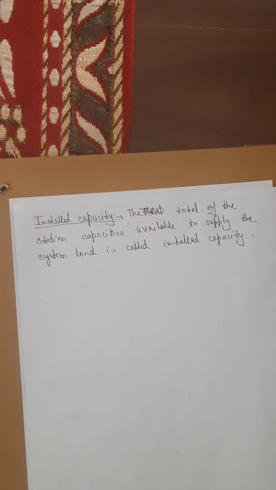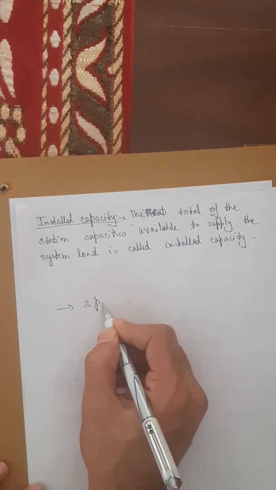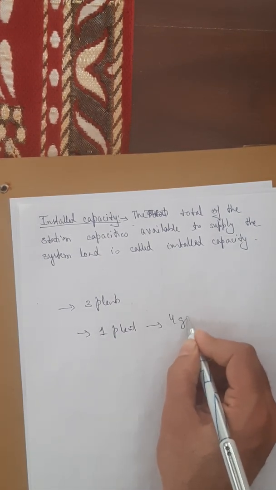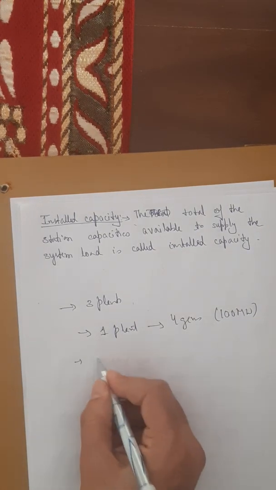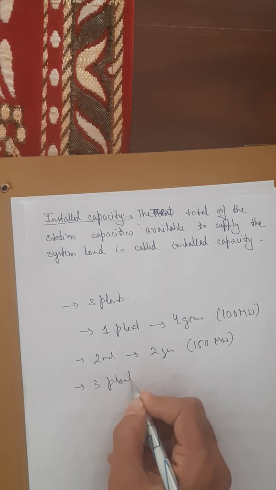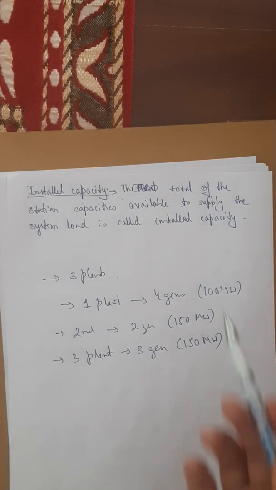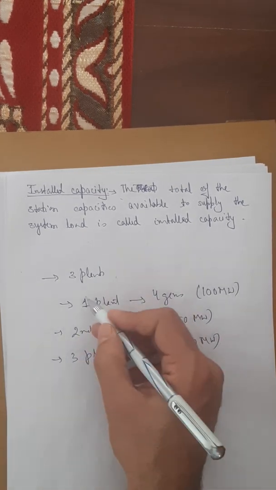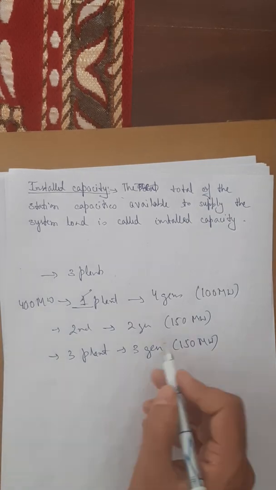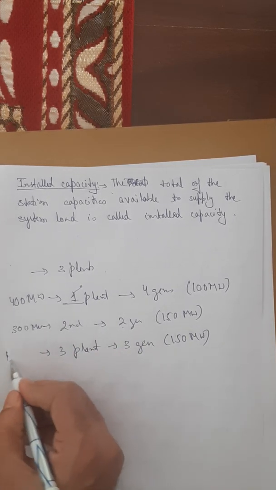Suppose I have three plants. In the first plant I have four generators, each of 100 megawatt. In the second plant I have two generators, each of 150 megawatt. And in the third plant I have three generators, each of 150 megawatt. So the summation of the station capacities: the capacity of the first plant is 400 megawatt. The capacity of the second plant, 150 megawatt each generator and two generators, is 300 megawatt. And the capacity of the third plant is 450 megawatt.